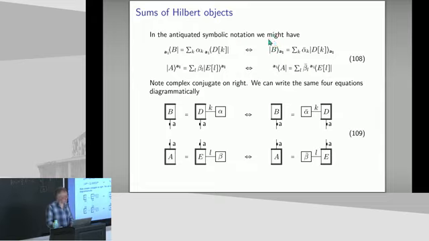You can take the sum over Hilbert objects. So in antiquated notation, you would write it like this. Here's a sum. In the new notation, you can write the same sum like this. Is that clear? So, can you study? Yeah.